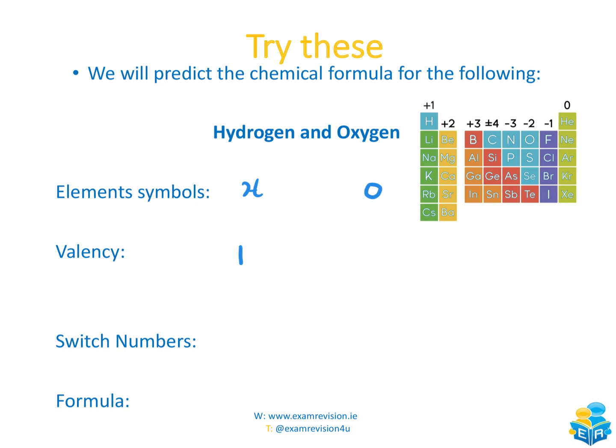Oxygen over here is 2. Let's switch the numbers. So the 2 goes over here, the 1 goes over here. That means we have 2 hydrogens and we have 1 oxygen. You don't have to write the 1, you can just leave that as the O, okay? So H2O, when you combine hydrogen and oxygen, that's what we end up with.